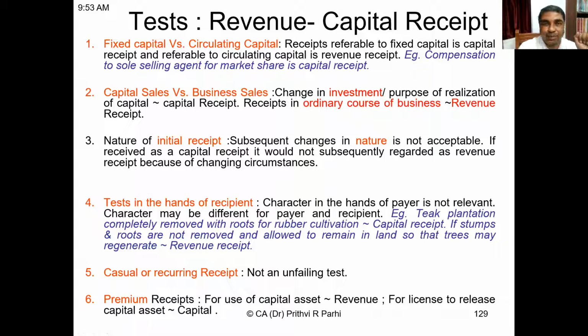Okay, for example, consider compensation to a sole selling agent for the market share. That means he is the only agent of a particular company, and let us say his agency is terminated and compensation is given. This is a compensation relating to his fixed capital, not relating to his circulating capital. Okay, so that compensation is a capital receipt.